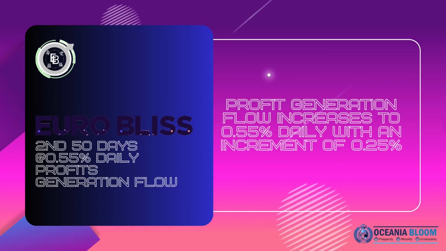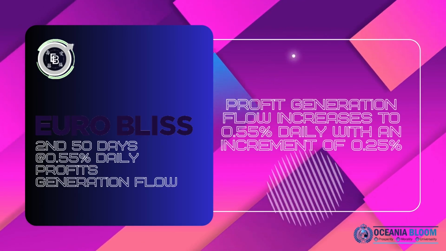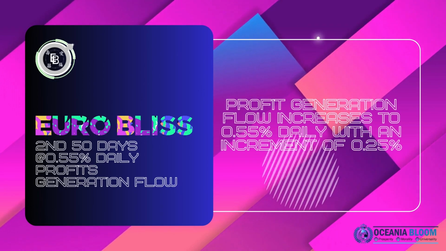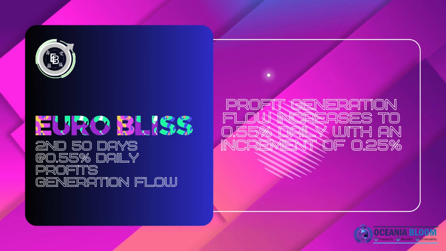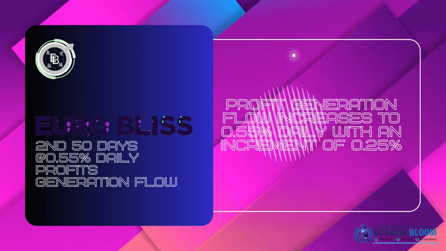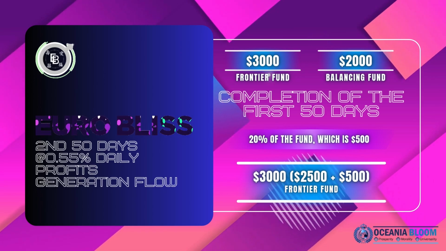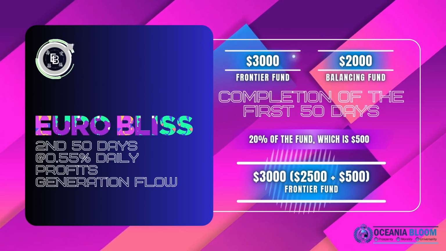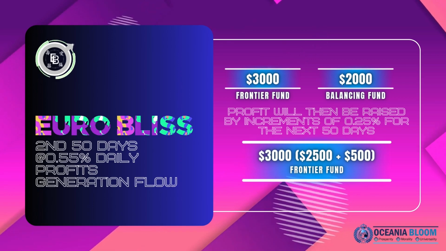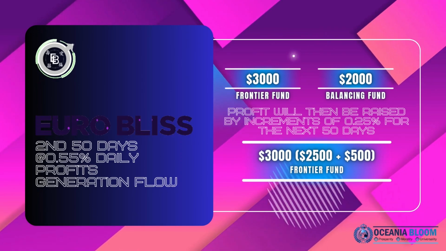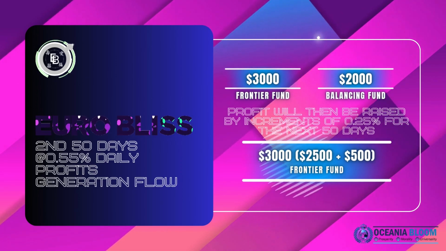Phase 2, the second 50 days. As we move into the second phase, which spans the next 50 days, the profit generation flow increases to 0.55% daily with an increment of 25%. Upon completion of the first 50 days, marking 100 days in total, 20% of the fund, which is $500, will be automatically deducted from your Balancing Fund and added to your Frontier Fund. This means your Frontier Trading Fund will now be $3,000, $2,500 plus $500.